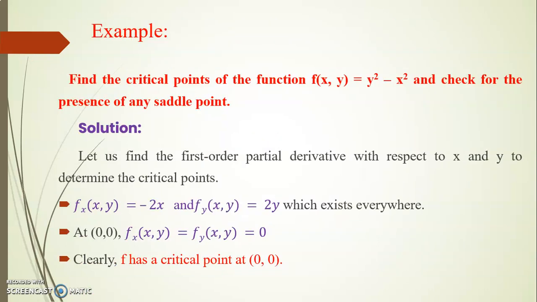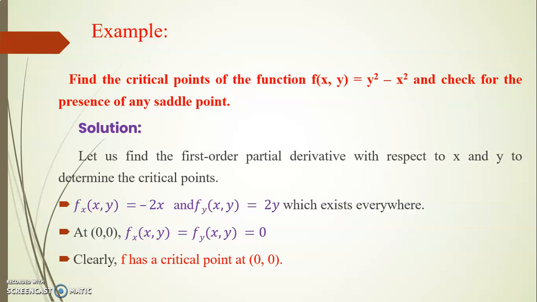Let's see an example. Find the critical points of the function f of x comma y is equal to y square minus x square and check for the presence of any saddle point. Let's see the solution.